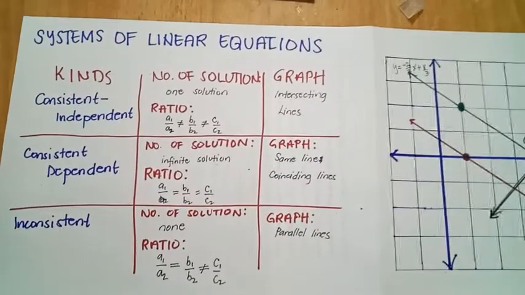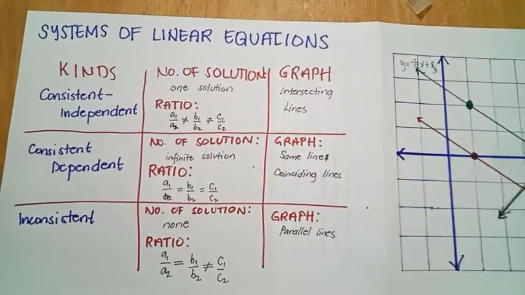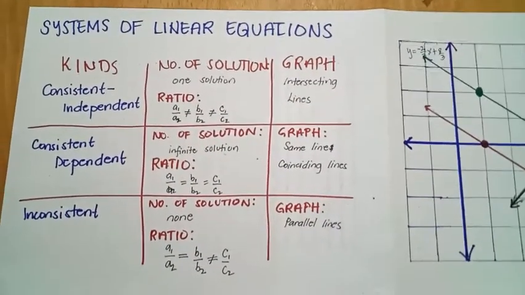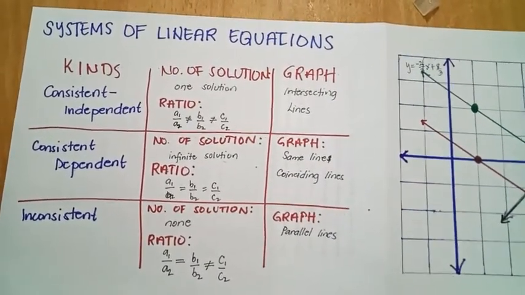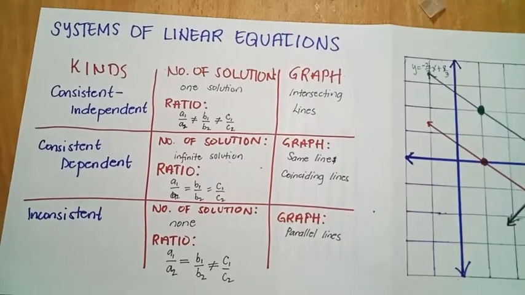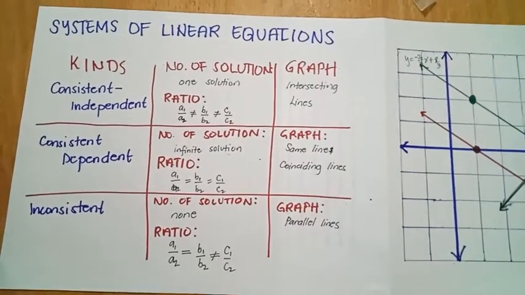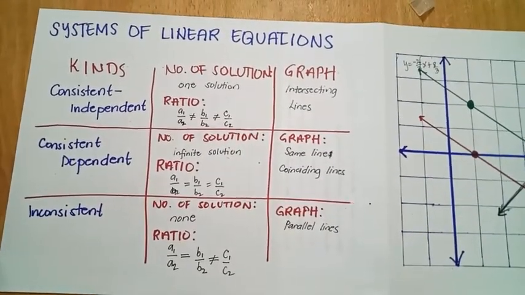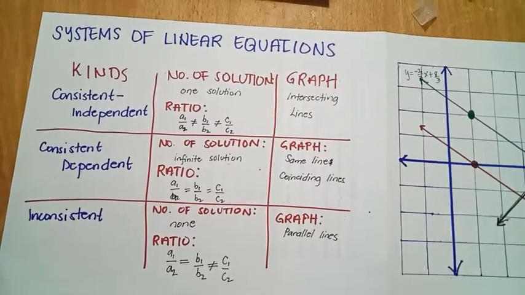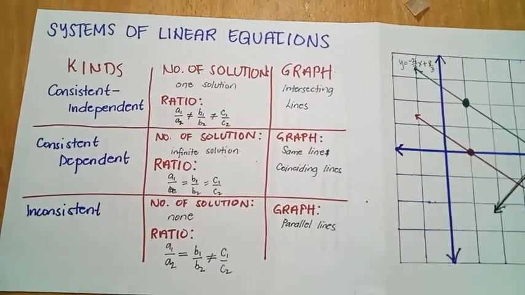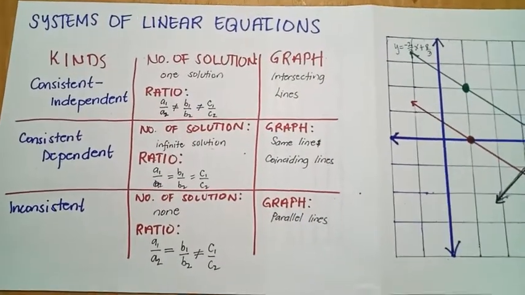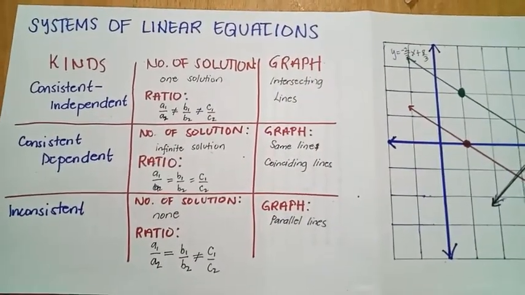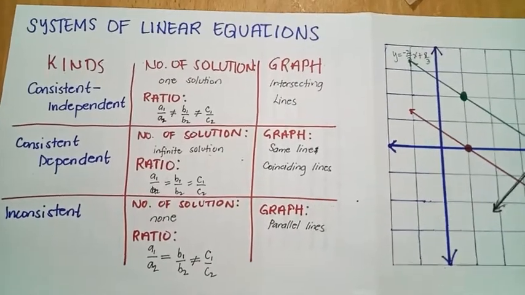Ngayon, pag-uusapan naman natin yung tinatawag na systems of linear equations. Pag sinabing system of linear equations, these are linear equations having the same variables. So, meron tayong mga types or kinds of linear equations or systems of linear equations. Ang unang kind is consistent independent o yung mga systems na mayroong iisang solution.